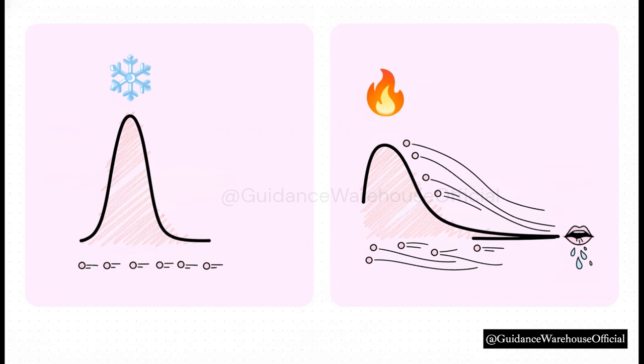Look at the comparison here. In a cold gas, most molecules huddle around a slower average speed. But if you heat that gas up, two things happen. The peak shifts to the right, meaning the average speed increases, but the curve also broadens, creating this long tail of extremely fast molecules that are moving several times faster than the average.